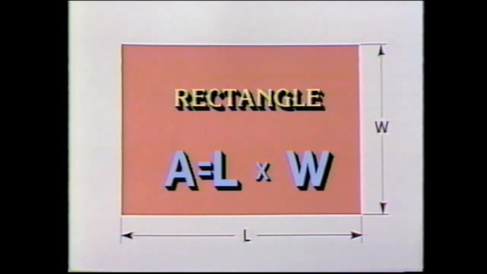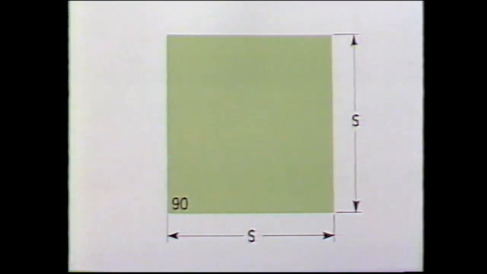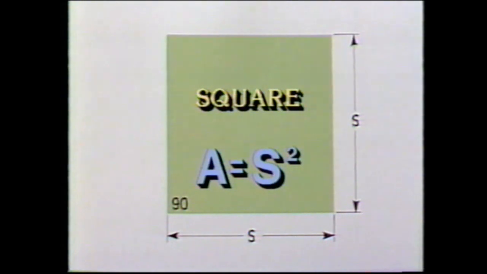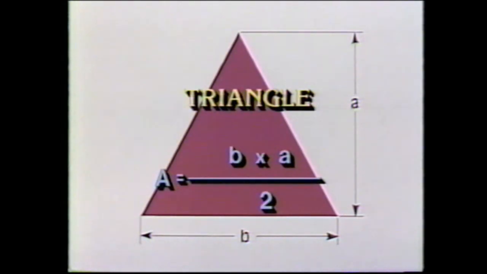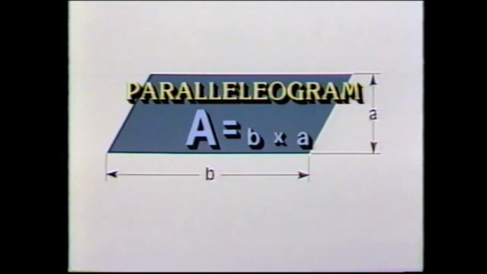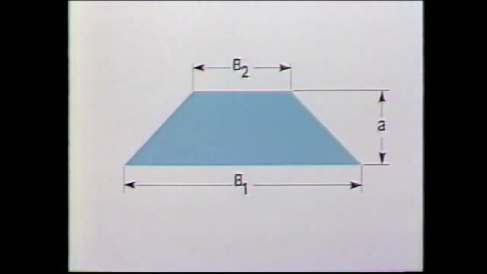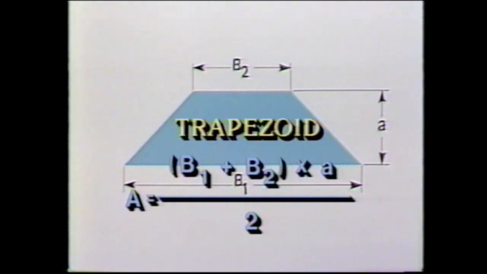The area of a rectangle is found by multiplying the length times the width. The area of a square is found by squaring the length of one side. The area of a triangle is found by multiplying the base times the altitude and dividing the product by 2. The area of a parallelogram is found by multiplying the base times the altitude. To find the area of a trapezoid, add the lengths of the major and minor bases, multiply the sum by the altitude, and divide the product by 2.